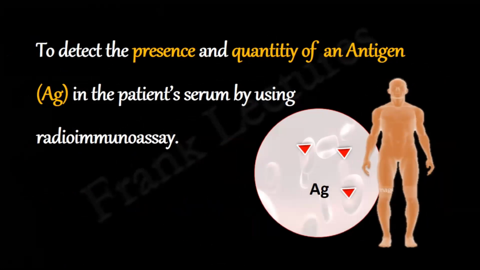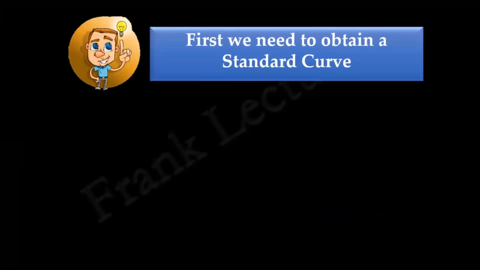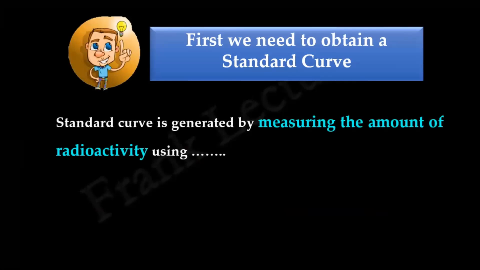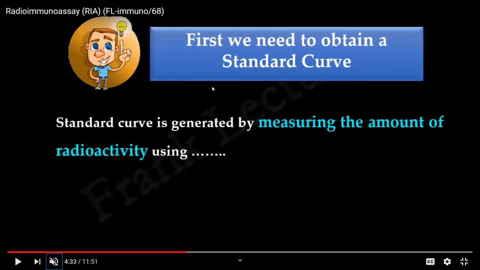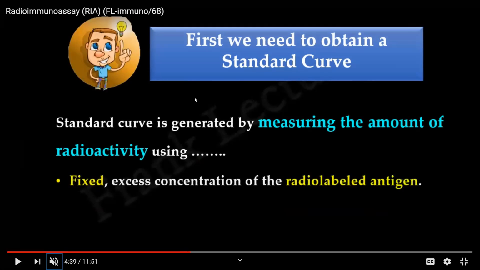What will we have to do for that? To find out the quantity of the antigen in the serum, we will have to obtain a standard graph. So how is the standard curve prepared? It is generated by measuring the amount of radioactivity. How is the radioactivity measured? Using a fixed concentration of the radiolabeled antigen.